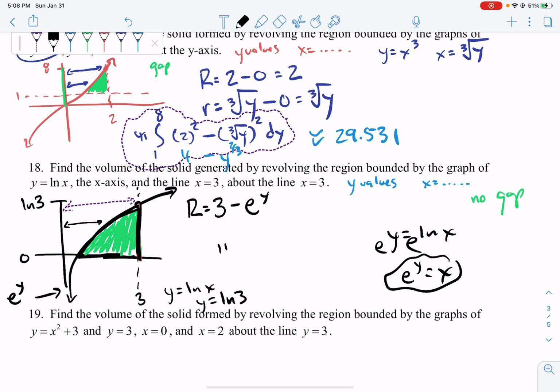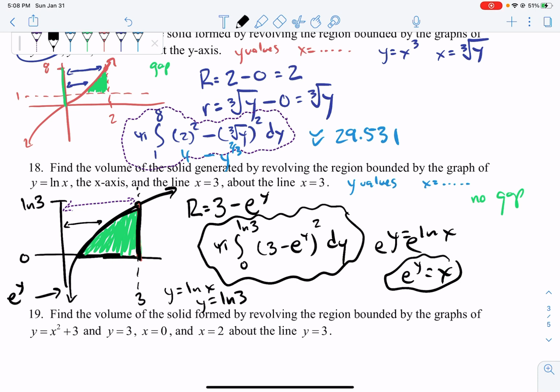Okay, so pi integral from 0 to natural log of 3. And I am going from 3 to e to the y. Are we okay there? Yep. Squared dy. So again, this is what I want to plug in my calculator. And it's going to come out to be approximately 5.929.